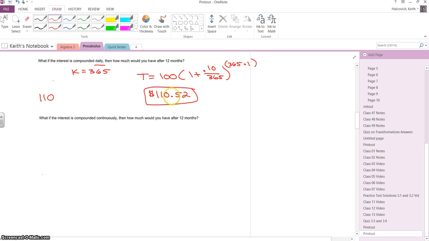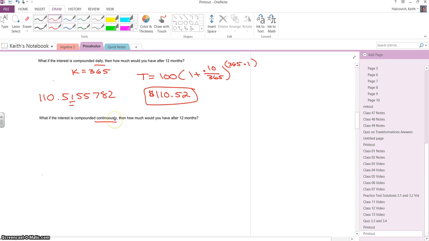Remember, your calculator is going to say something like this, and we'll talk about this more. Remember, you round to the nearest cent, and with money, you're going to round up. So anything after that is going to round it up to $110.52.